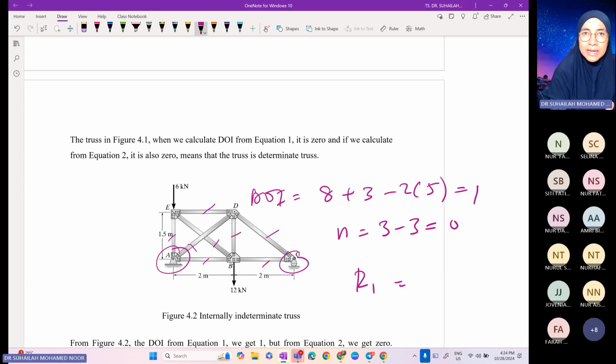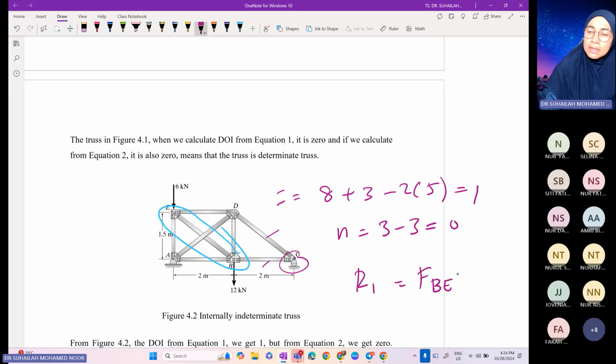Normally for a truss like this, we will remove either AD or BE, where there is the intersection. Whether we remove this, or we can also remove this. Okay, and force in member BE like this. Force in member BE is the redundant. This is the case where the redundant comes from member force. So this is an internally indeterminate truss.